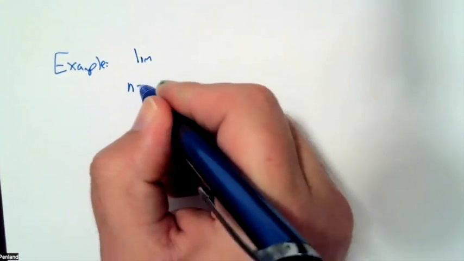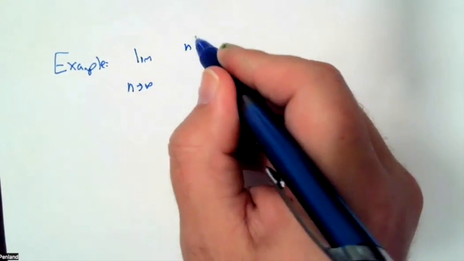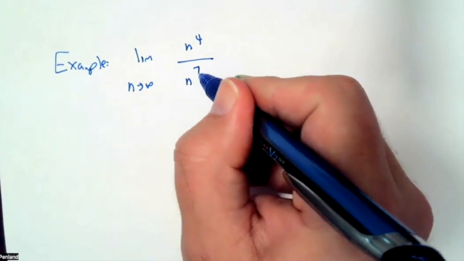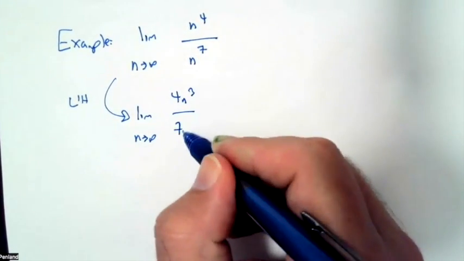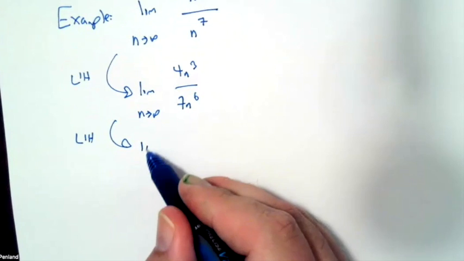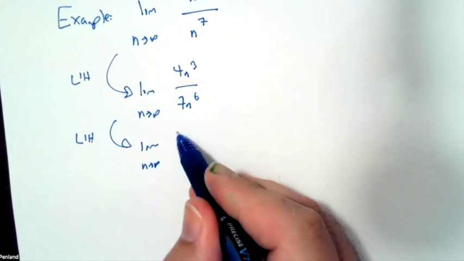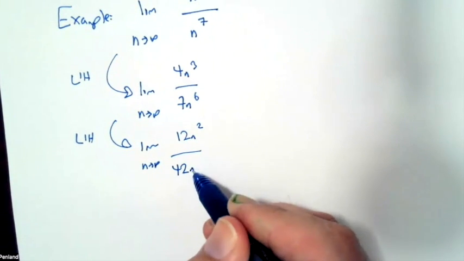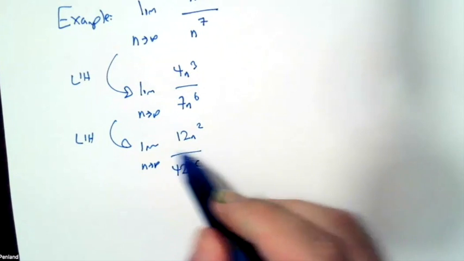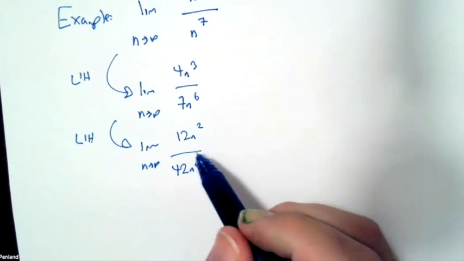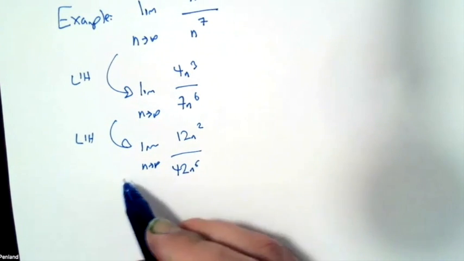So let's look at the limit as n approaches infinity, n to the 4th over n to the 7th. This definitely is infinity over infinity, so let's just bite the bullet and start doing L'Hopital's rule. The limit as n approaches infinity of 4n cubed over 7n to the 6th is equal to the limit as n approaches infinity of 12n squared over 42n to the 5th. Notice each of these is staying infinite on top and bottom. I square infinity, take infinity to the 5th power, I'm still getting infinity.